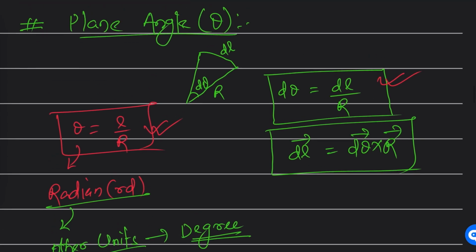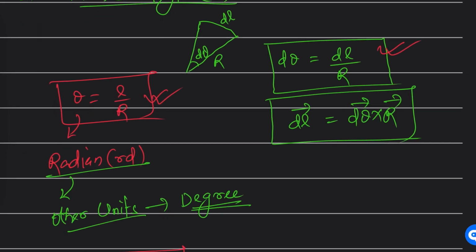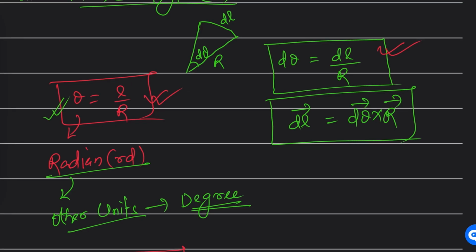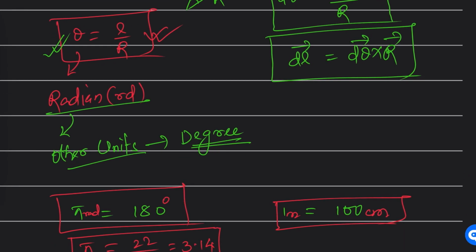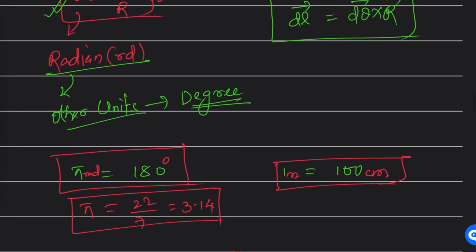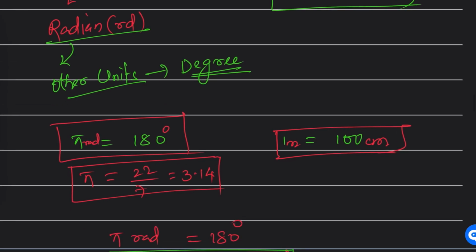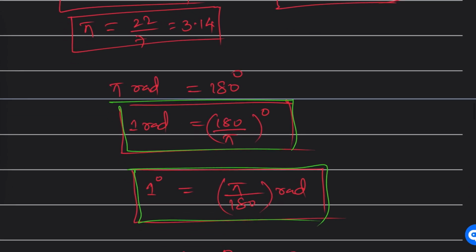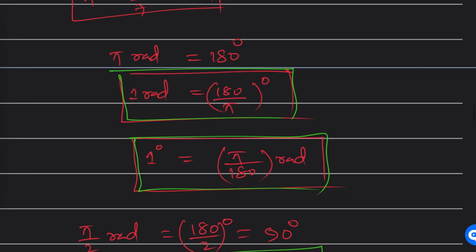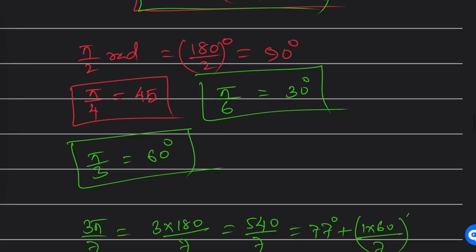So let's proceed. In the last class we discussed plane angle, and plane angle dθ is equal to dL upon r, meaning plane angle is equal to arc length by radius. What is the SI unit of it? Plane angle is measured in radian. Another unit you might already know is degree. We discussed yesterday how to convert radian to degree, and 1 degree has 60 minutes and 1 minute has 60 seconds.